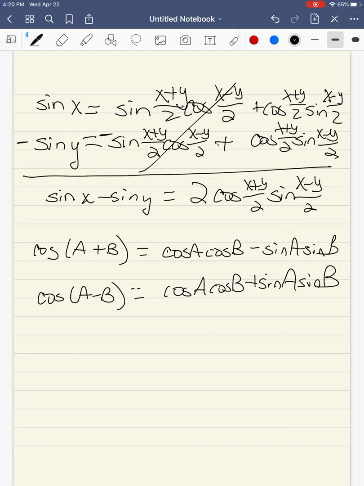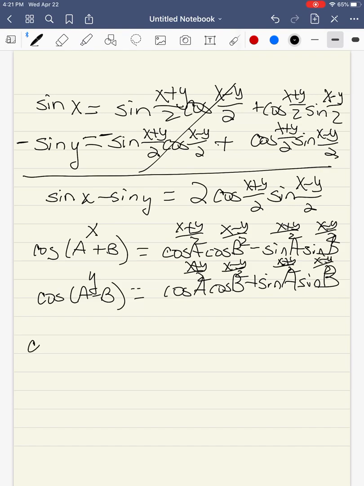And remember, the same thing applies that we did a little while ago. This becomes an x, this becomes a y, this becomes (x plus y)/2, (x minus y)/2, and so on for the rest, (x plus y)/2 and (x minus y)/2.